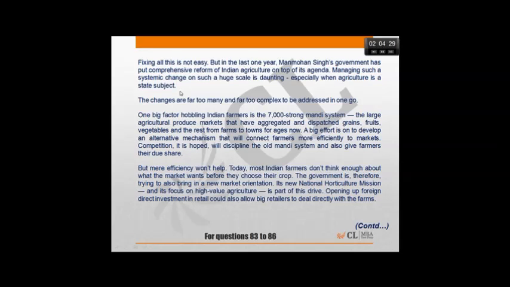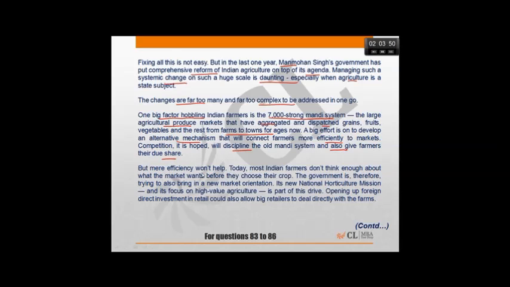Fixing all this is not easy, but in the last 1 year, Manmohan Singh's government has put forward comprehensive reforms. Managing such a systemic change on such a huge scale is daunting, especially when agriculture is a sensitive subject. The changes are far too many, too big and complex to be addressed in a single go. One big factor hobbling Indian farmers is the 7,000 strong mandi system. The large agriculture produce markets have aggregated and dispatched grains, fruits and vegetables from farms to towns for ages now. A big effort is on to develop an alternate mechanism that will connect farmers more effectively to markets. Competition, it is hoped, will discipline the old mandi system, and also give farmers their due share.